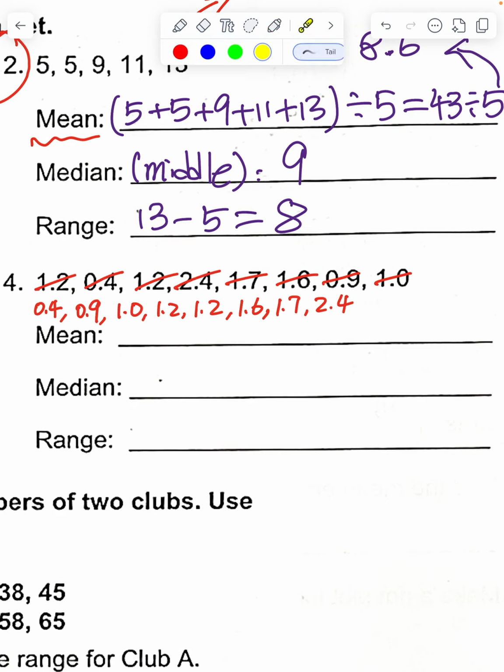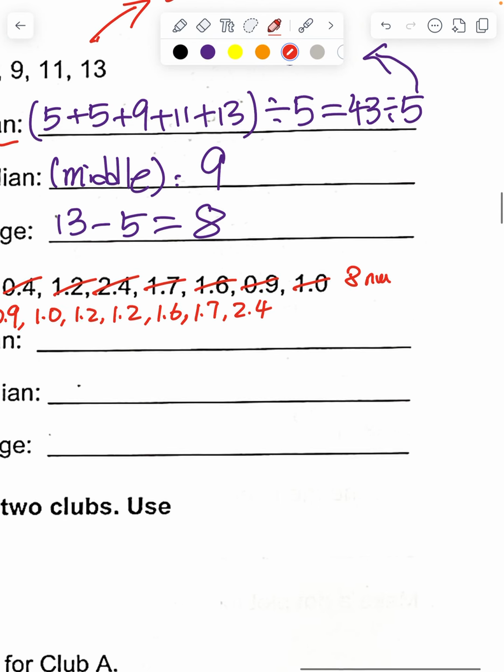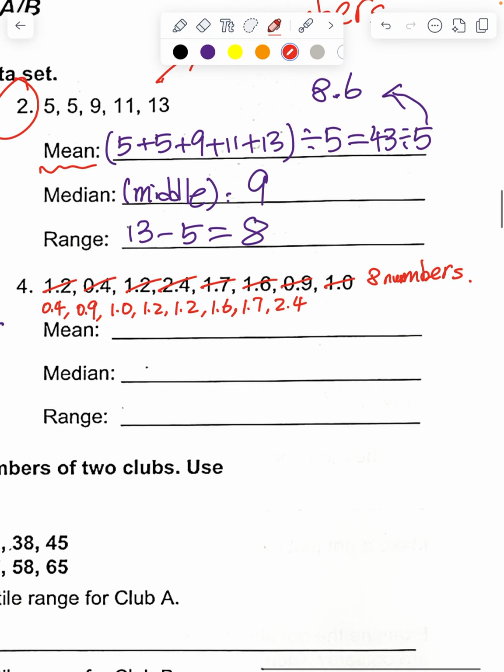Okay, let me double check how many numbers. 1, 2, 3, 4, 5, 6, 7, 8. So I have 8 numbers. So I know I'm going to add them up and then divide by 8. So let me see. 1, 2, 3, 4, 5, 6, 7, 8. Okay, I didn't miss any.